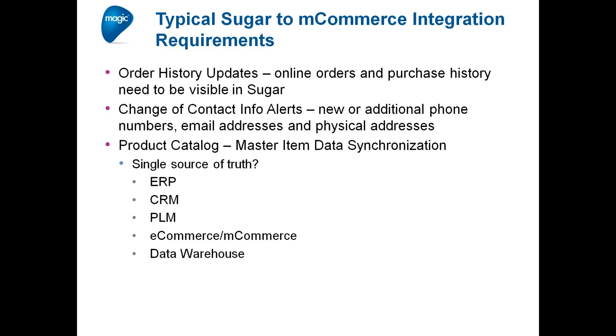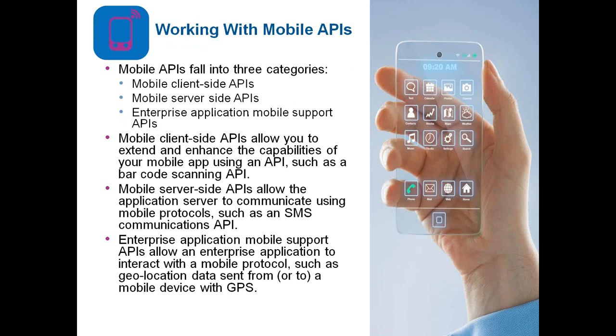It could even be through SharePoint or something like that. So how do we set up the rules for the master-master or master-slave relationships between the data environments that are all basically touching essentially the same information? What is the product number? What is the product name? What is the product description? Is there a picture of it? And so forth. What's the price and so forth? All of that is really subject to the need for integration between Sugar and an mCommerce app.